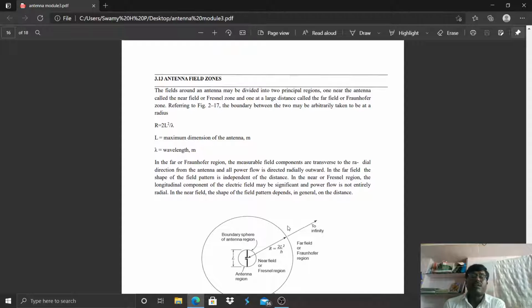In the far field or Fraunhofer region, the field components are transverse to the radial direction from the antenna, the power flow is directed radially outward, and the field pattern is independent of the distance. In the near field, the longitudinal component of the electric field may be significant, and power flow is not entirely radial. In the near field, the shape of the field pattern depends on distance.